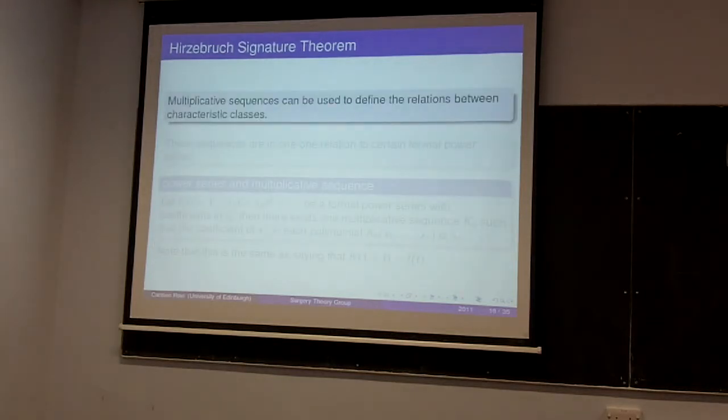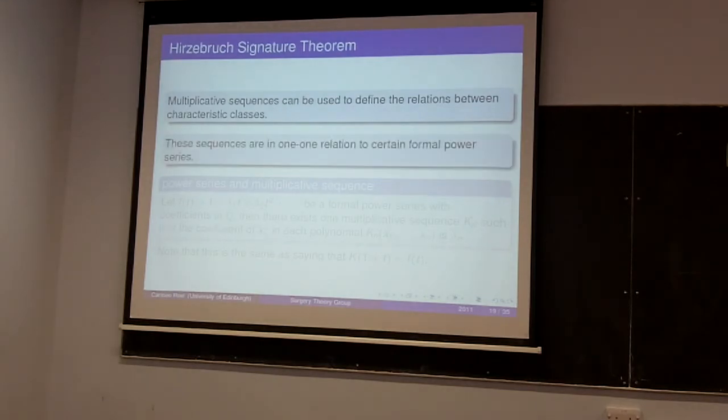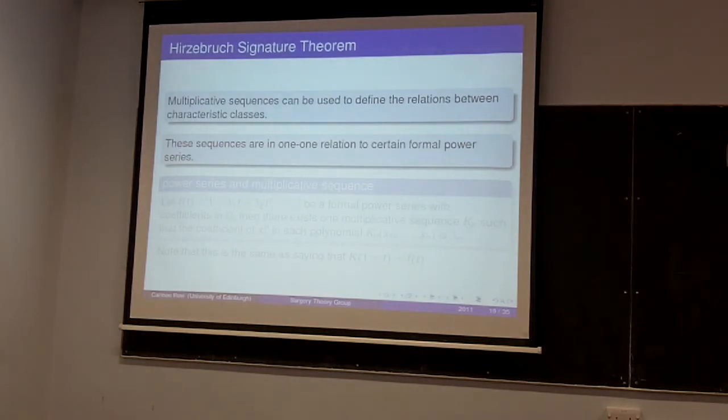Very interesting about multiplicative sequences is that they are used to define relationships between characteristic classes. And very interesting as well is that when we define these multiplicative sequences of characteristic classes, they are in one-one relation to certain formal power series. So once we have a power series, we can find a unique multiplicative sequence corresponding to it. And if we have a multiplicative sequence, we know to which power series it belongs.